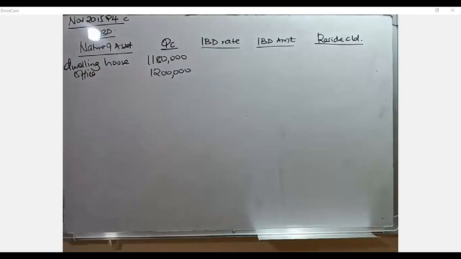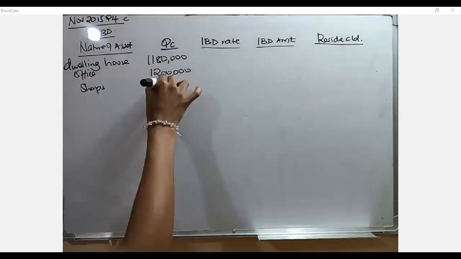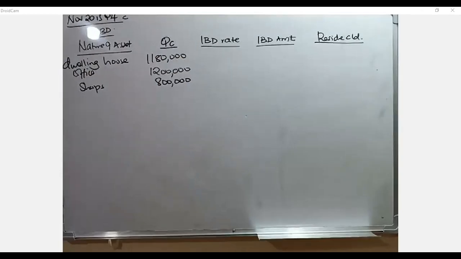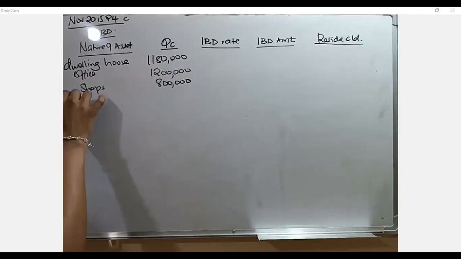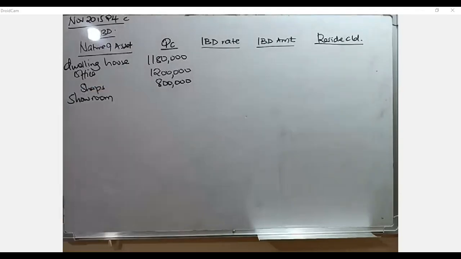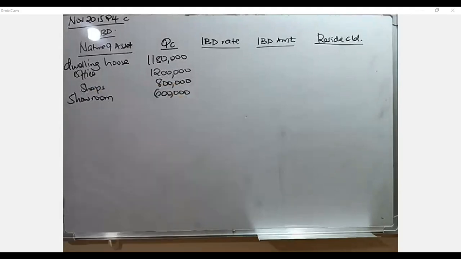The other one, we have shops. We have shops of 800,000. And then we have the showroom of 600,000. You remember there is additional information I have already given you.